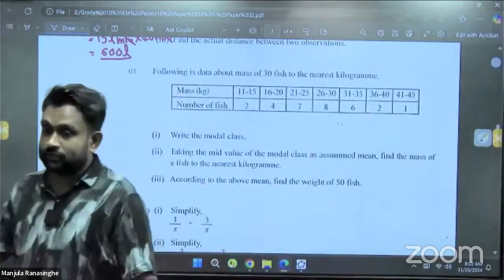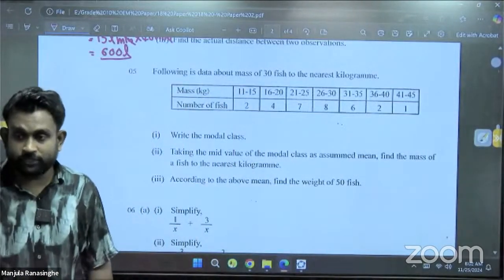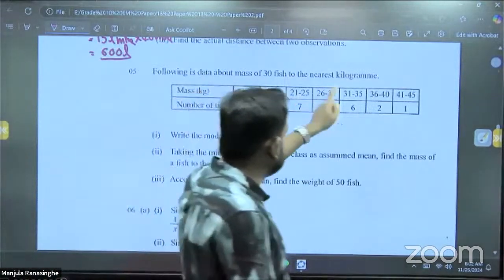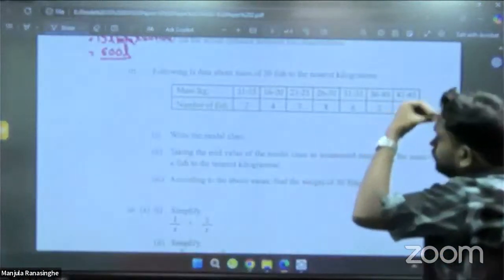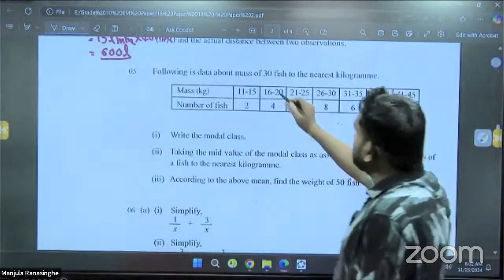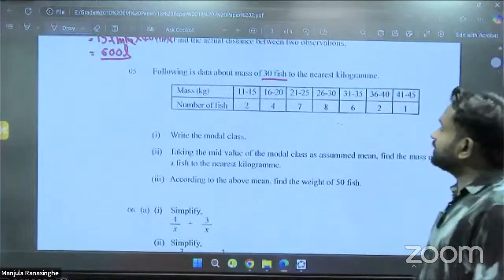Right? So 11, 15, 16, 20, 21, 25, 26, 30, 31, 35. Right. So the following is the data about the mass of 30 fish to the nearest kilogram. Yes. Write the modal class.